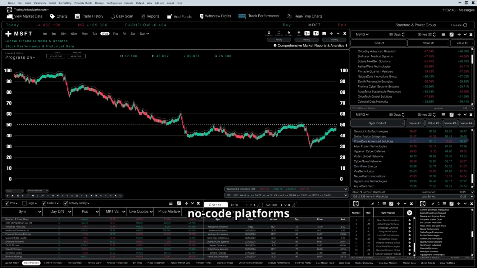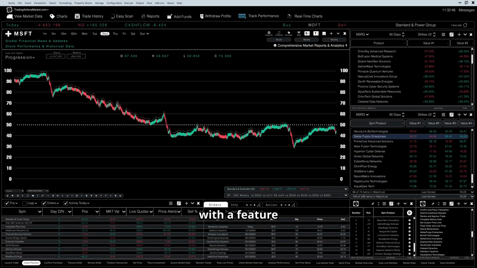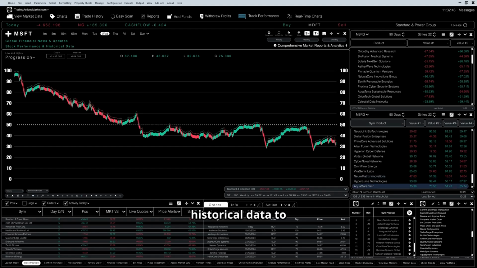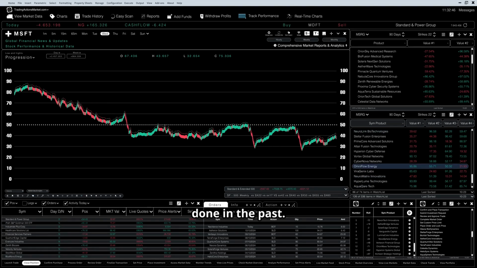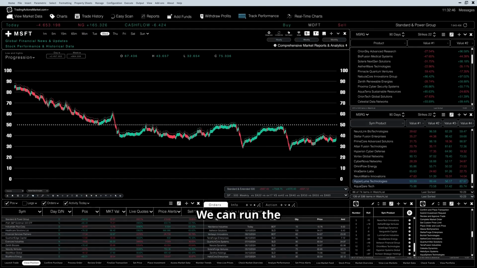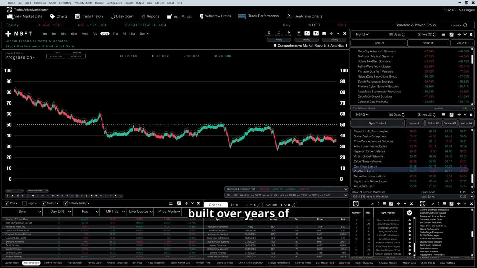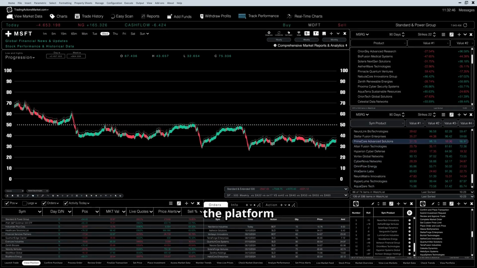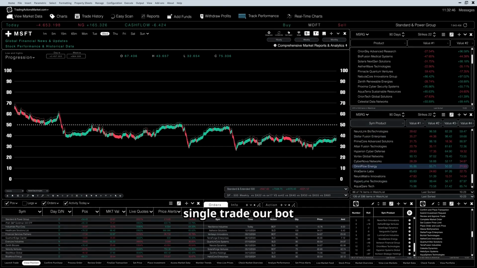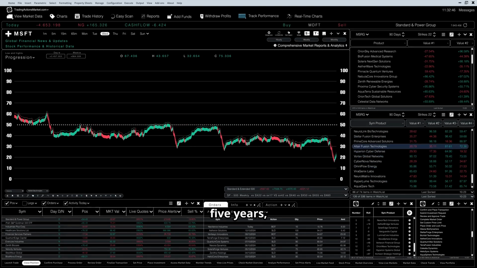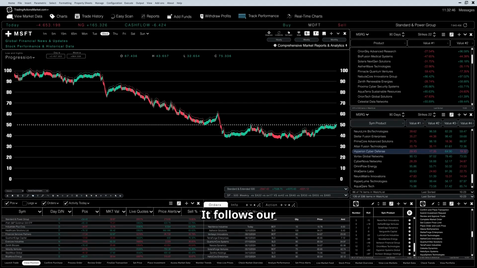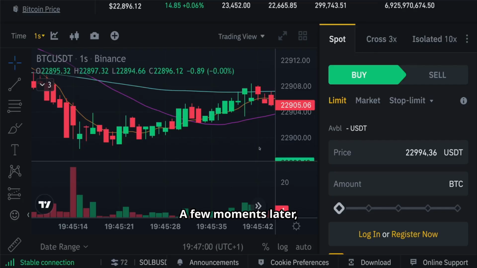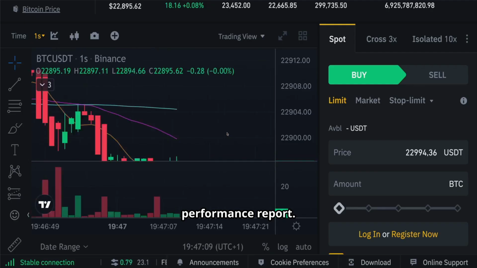This is where these no-code platforms really show their magic, with a feature called backtesting. Backtesting is just testing a strategy on historical data to see how it would have done in the past. It's our financial time machine. We can run the strategy we just built over years of SPY's price history. With one click of the Run Backtest button, the platform simulates every single trade our bot would have made over the last year, 5 years, or even more. It follows our exact entry rules, stop losses, and take profits. A few moments later, we get a detailed performance report.